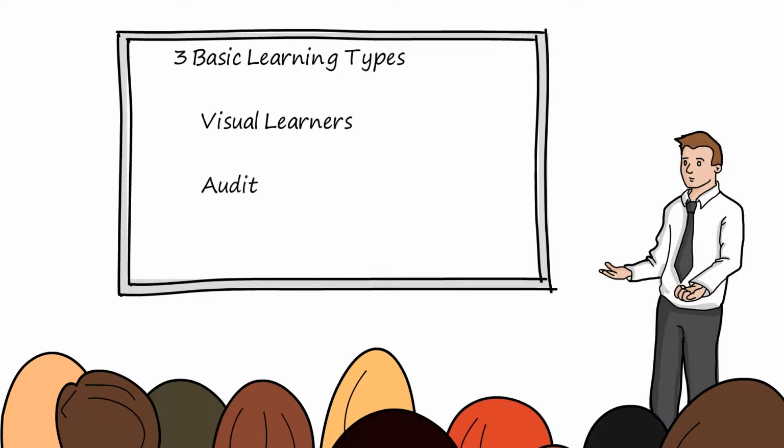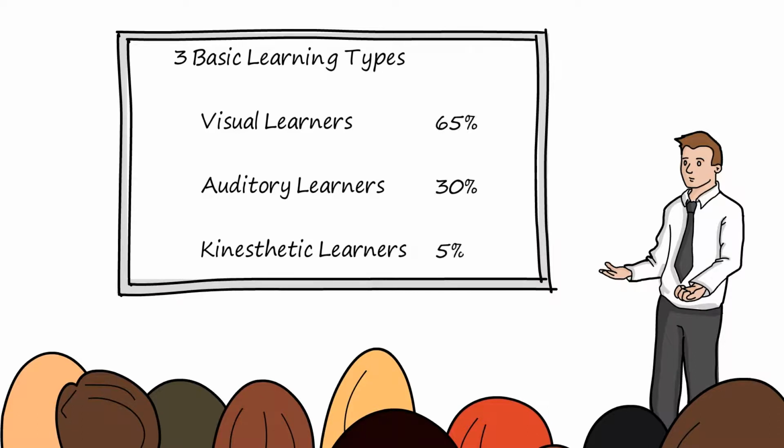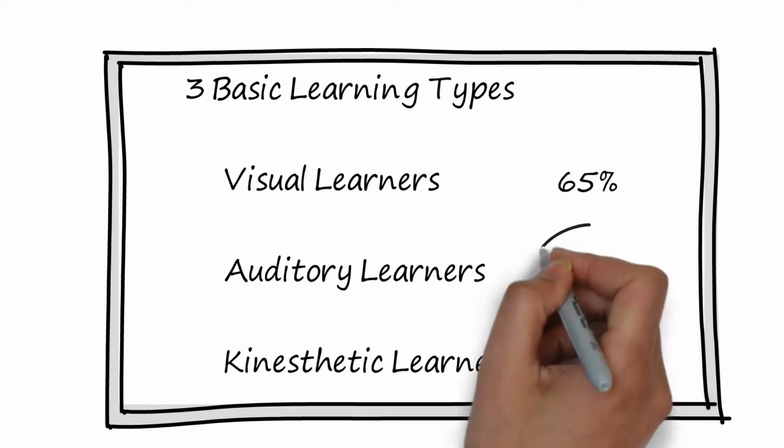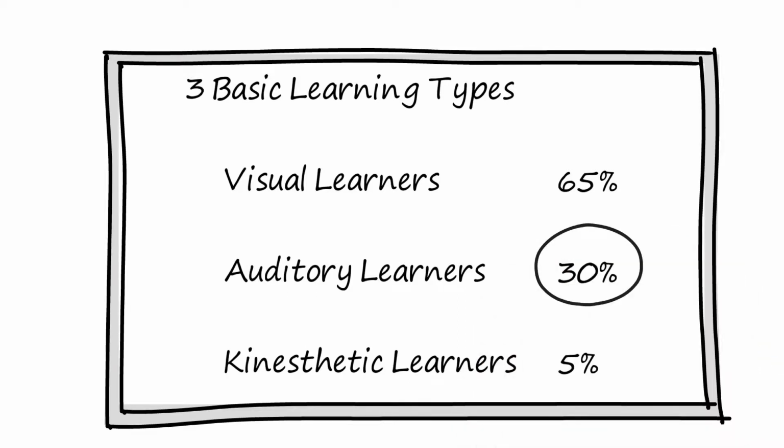The three basic learning types have been identified as visual learners, auditory learners, and kinesthetic learners. 65% visual, 30% auditory, and 5% kinesthetic. So with this kind of system, we're really just getting the 30%. But what about the 65%? We're not really gearing it towards them.